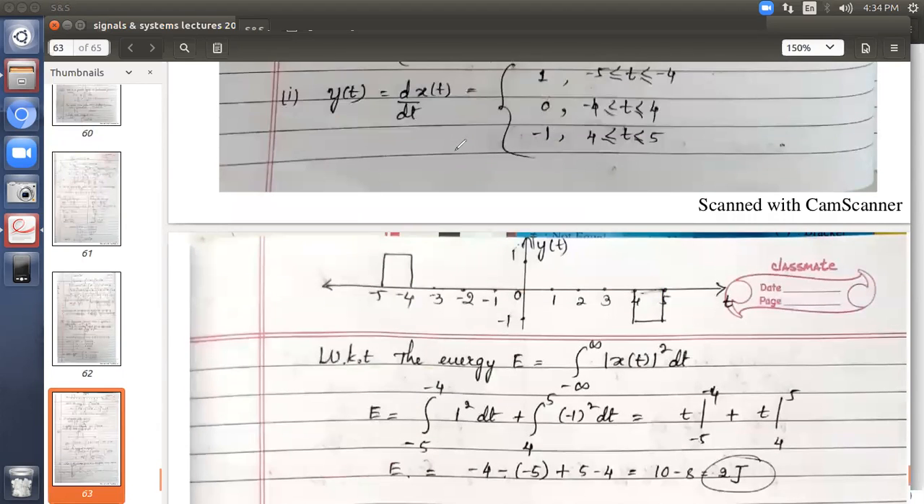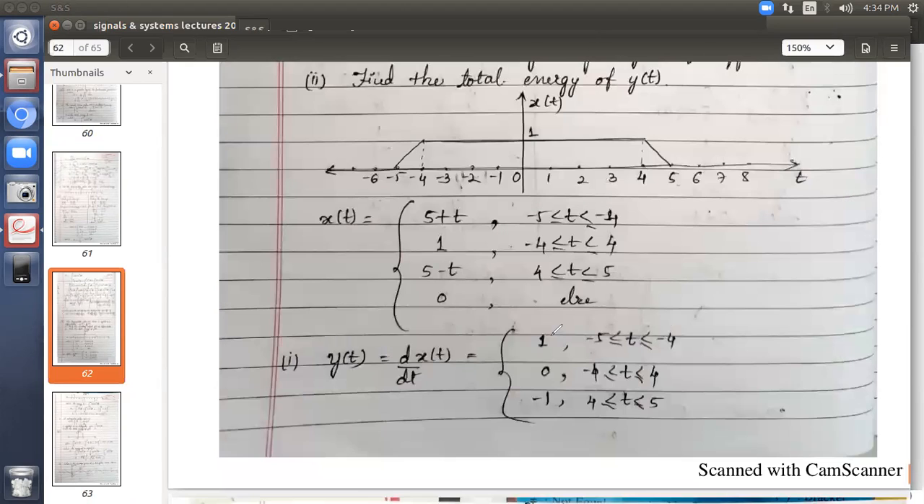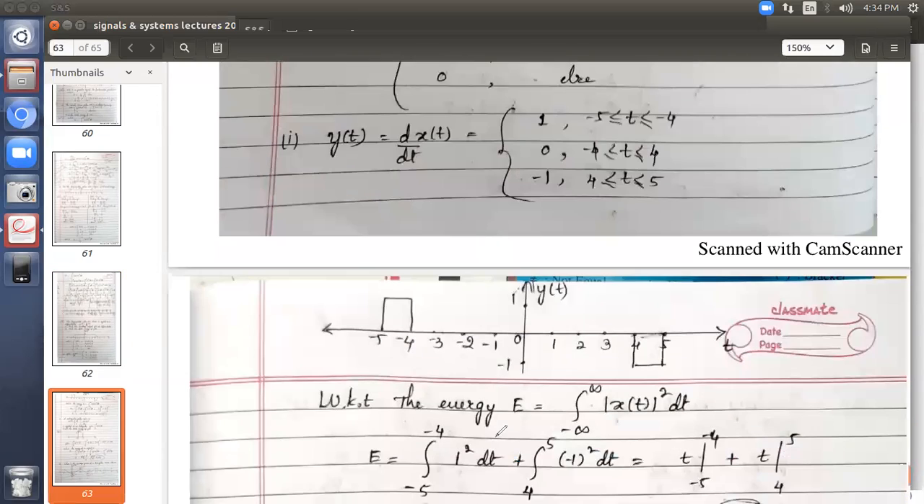Now, what is the second sub-question? We need to find the energy of y of t. Already we have the equation of y of t with us. So, find the energy for this. We have the formula for the energy. Energy is the integration, general range is minus to plus infinity, of the signal square dt. This is for a general signal x of t. I have written the formula here. But however, in case of our question, it is y of t.